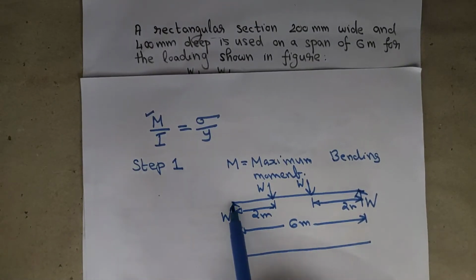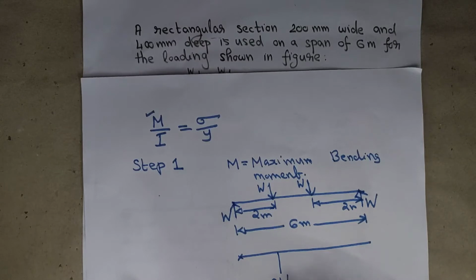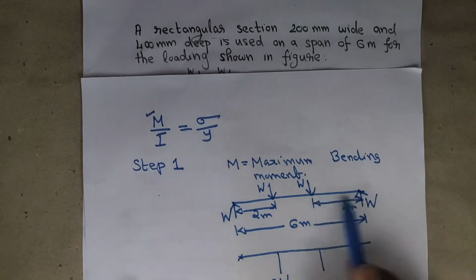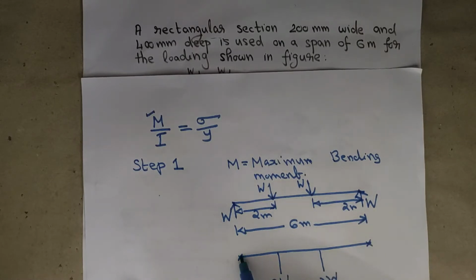The moment at this location is 0. The moment at this location will be force into distance, W into 2, which is 2W. So here it will be 2W, where the number 2 is in meters and W is the force. Similarly, at this location again the bending moment will be 2W, W into 2, force into distance. Here it will be 0. So the bending moment diagram will be like this.